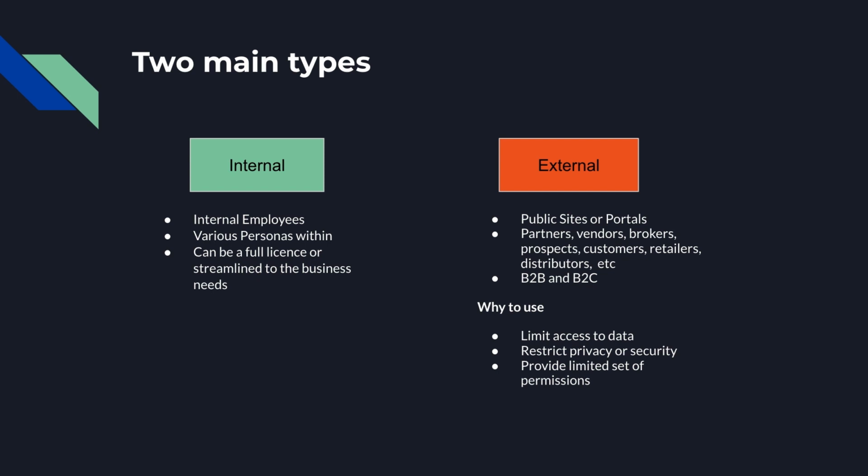External licenses are for public sites or portals. Your personas are partners, your vendors, brokers, prospect, customers, sellers, distributors, all of these that you are working with, not necessarily your internal employees, but all of these other partners that you're working with on your business. It can be B2B or B2C.